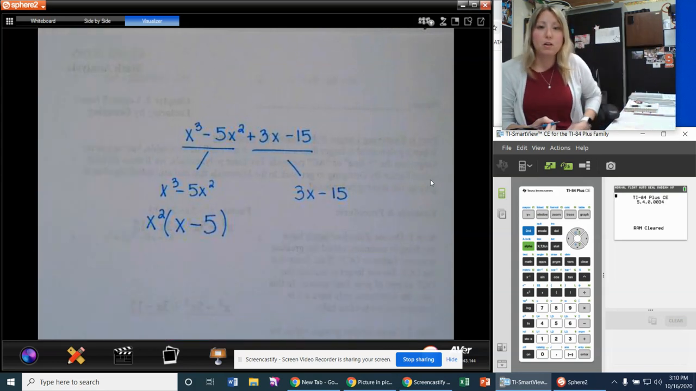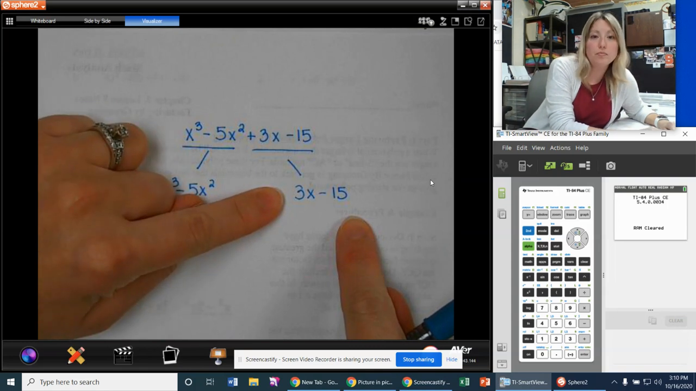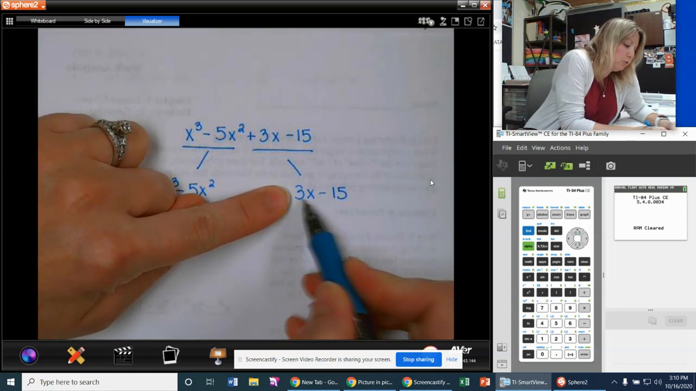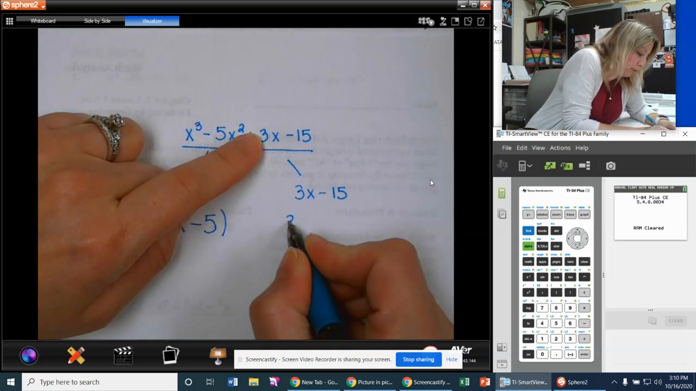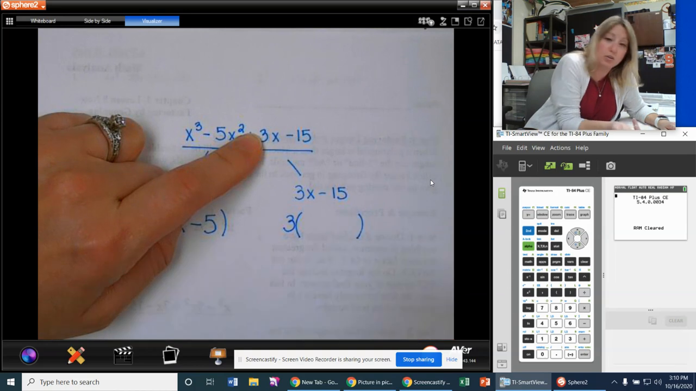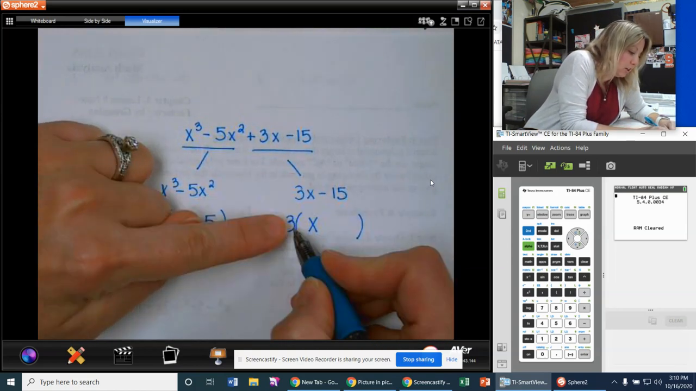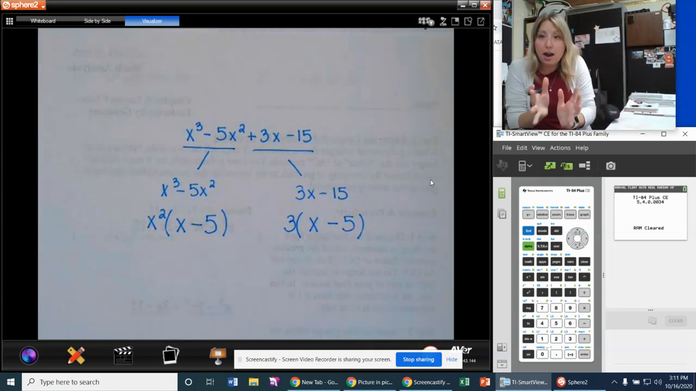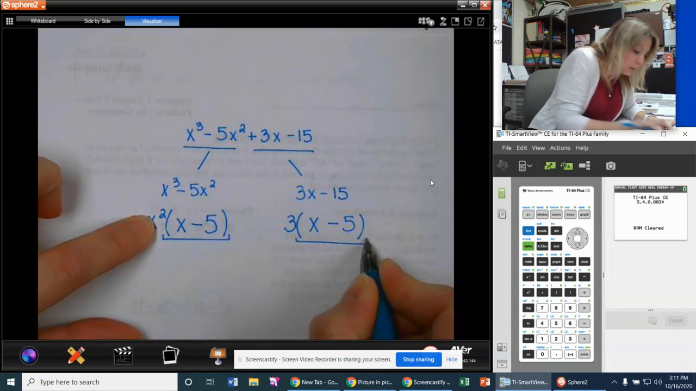Cool. Now look at the second binomial over here. I've got 3x minus 15, right? What do these have in common? Well, 3 and 15 are both evenly divisible by 3, so bring that out. Then let's look at the leftover. 3x divided by 3 is x. Negative 15 divided by 3 is minus 5. And now look at what you have: the same leftover. See that?